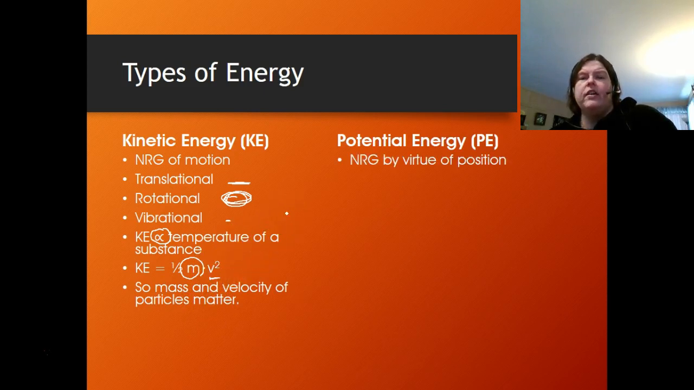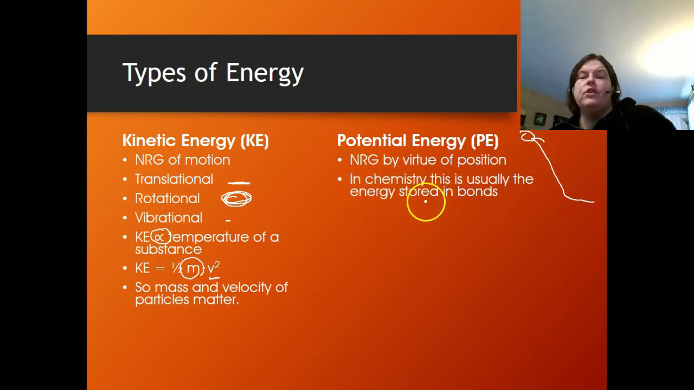Potential energy, on the other hand, is energy by virtue of position. So that's like when you have a big hill and you have a rock at the top of the hill. That rock has a huge amount of potential energy because if it rolls down the hill, it will convert that potential energy into kinetic energy by virtue of rolling. But because it's placed above a flat valley area, it has potential energy. In chemistry, that's usually about the energy stored between the bonds.